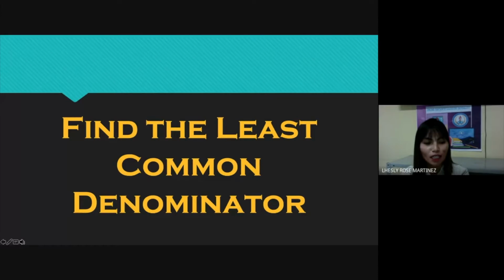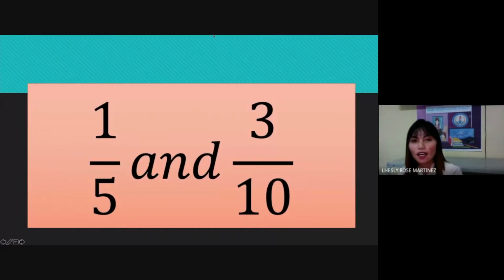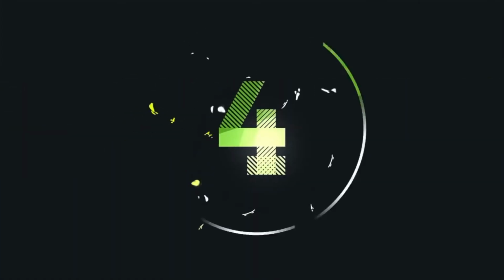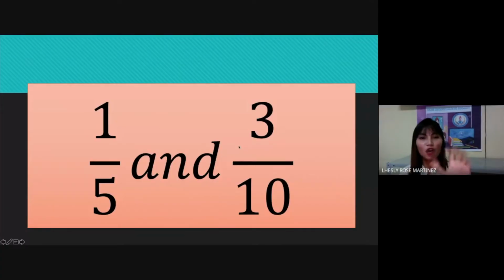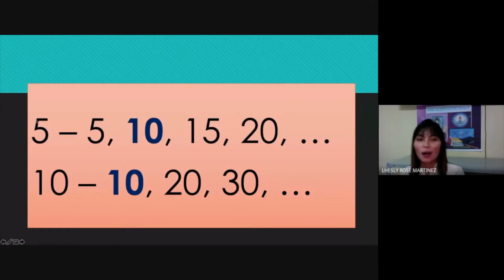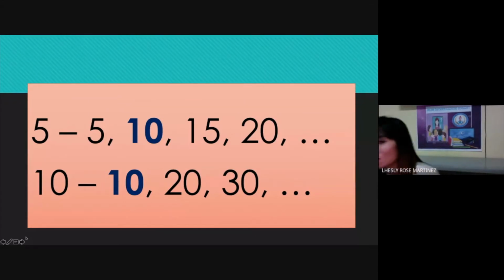Question number 1. What is the least common denominator of 1/5 and 3/10? Show your answers. Very good, the least common denominator is 10. The multiples of 5 are 5, 10, 15, 20. For 10, we have 10, 20, 30. Don't forget to tally your score. Open your camera so I can see your answers.